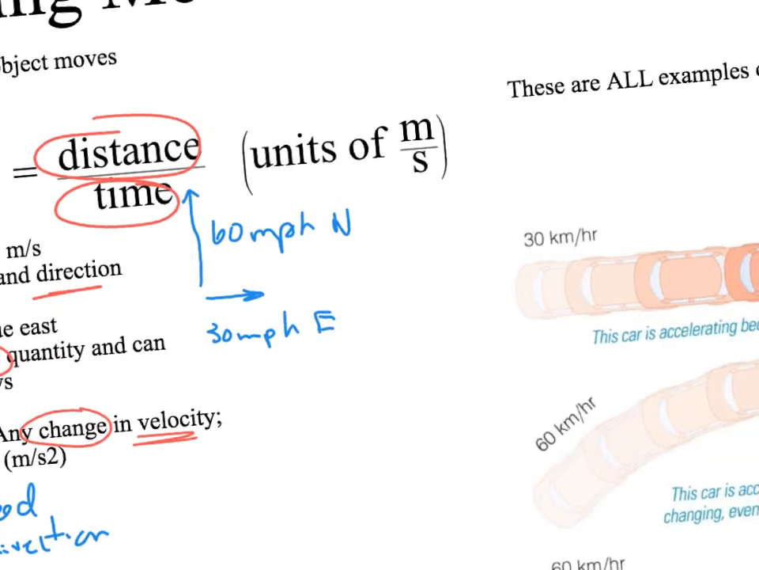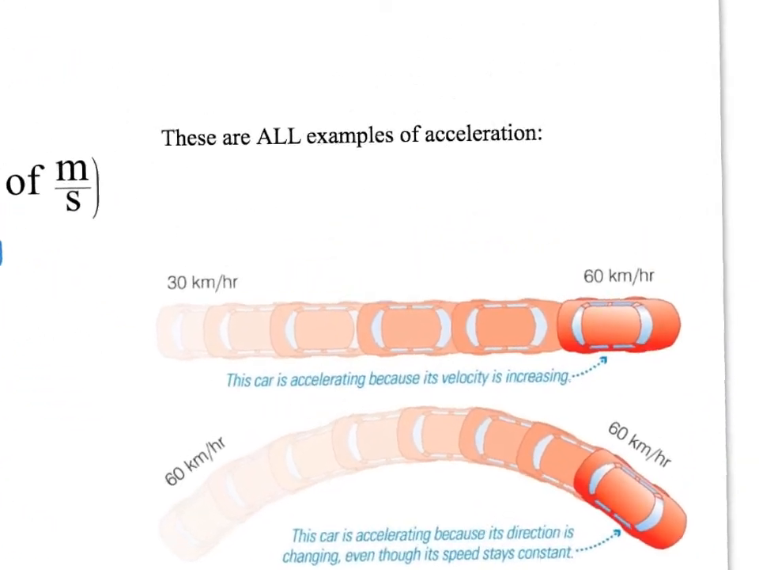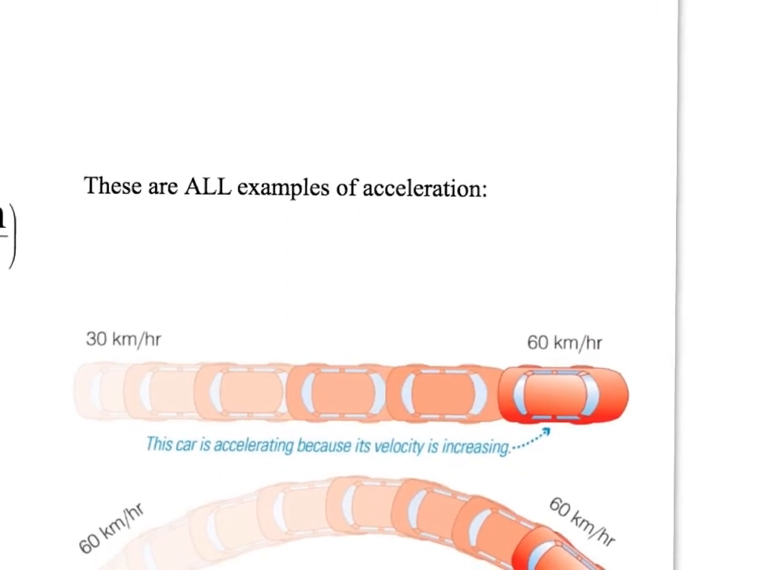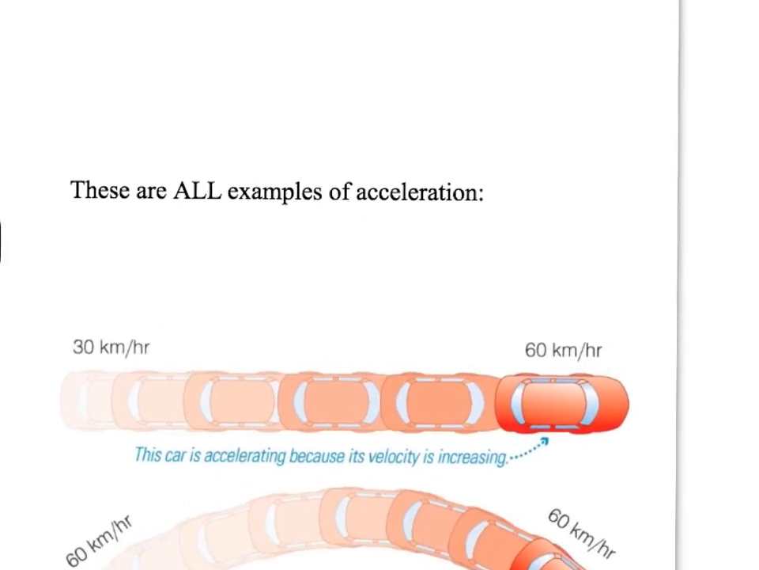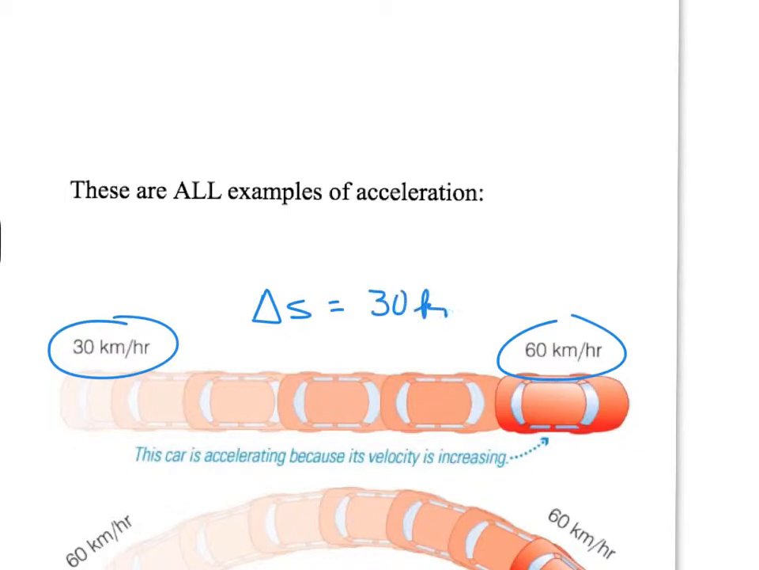So here's a figure from your textbook with a car doing a number of things. The top one is clearly going from 30 kilometers per hour to 60 kilometers per hour. The change in velocity, the change in speed, we can do a subtraction, so it's going 30 kilometers per hour faster here. That's its acceleration.